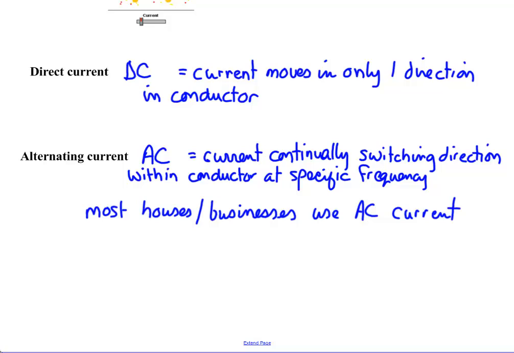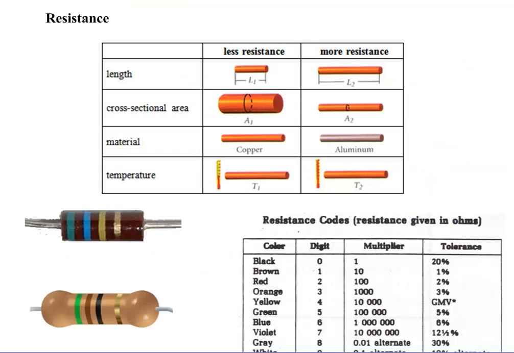In the United States, the frequency of this alternating back and forth is 60 hertz, or 60 cycles back and forth within this conductor per second. When electrons travel through a conductor, they are continually colliding with metal atoms, and this slows them down on their journey. As they slow down, they lose energy due to all these collisions.